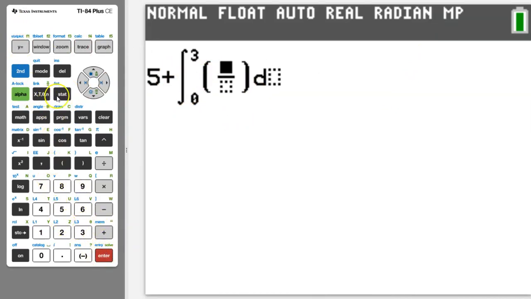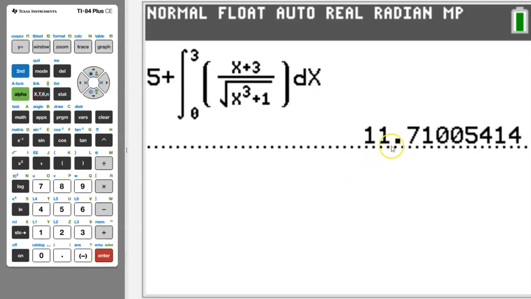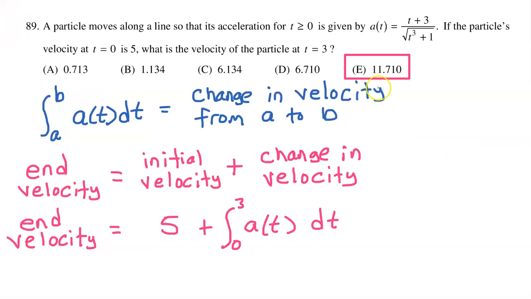In the numerator, we have t plus 3, so we type x plus 3. In the denominator, we have the square root of t cubed plus 1. Put your dx on the end, and that's it. 11.710. So the answer is E.